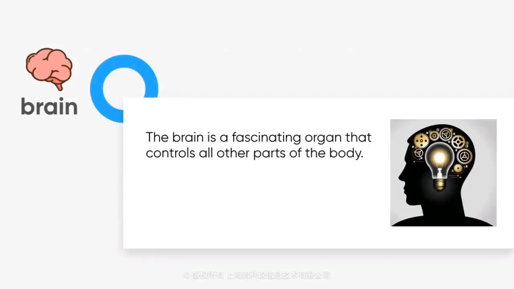The brain is a fascinating organ that controls all other parts of the body. The human brain is the most intelligent of any species on Earth. It's interesting to think that when a scientist studies the brain, that human brain is studying its own anatomy.